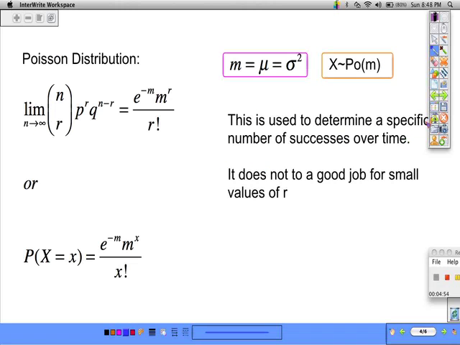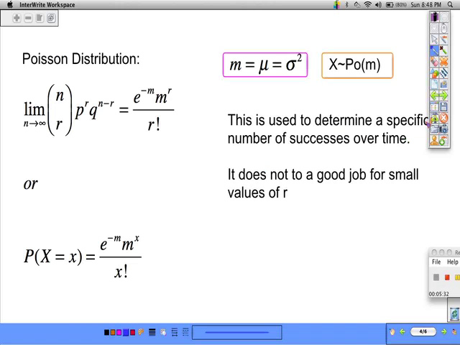The Poisson distribution is basically the limit of the binomial distribution. It's what happens over time to this binomial situation. So as n gets really, really big, this is what it becomes. And this does not do a good job for small values of r, for a small value of x.